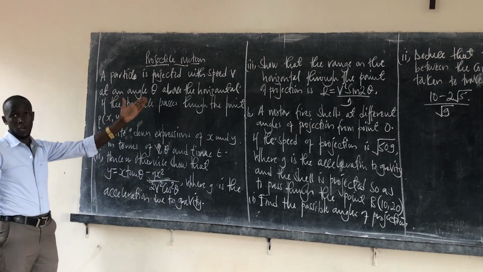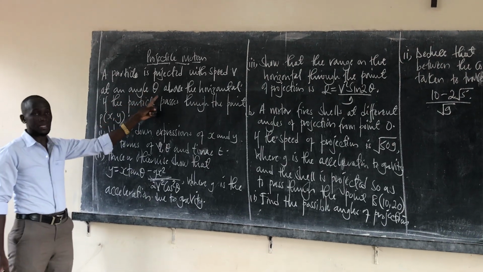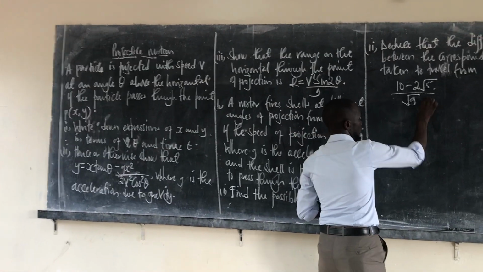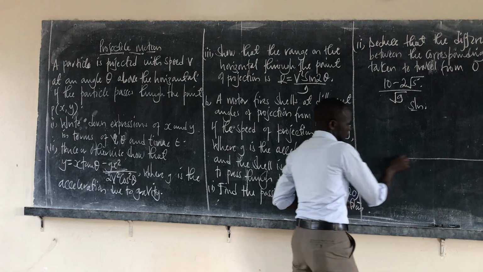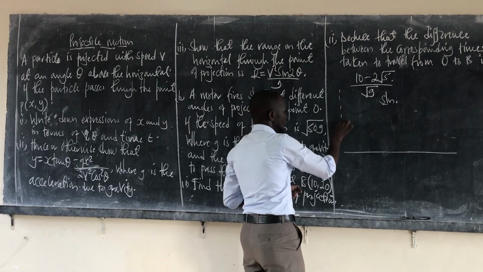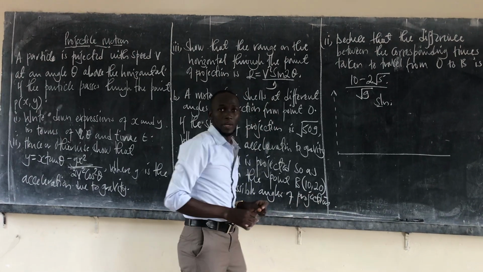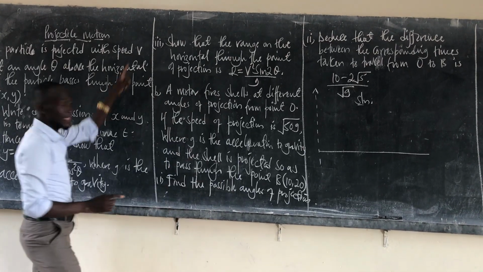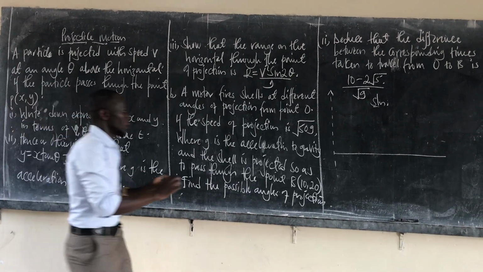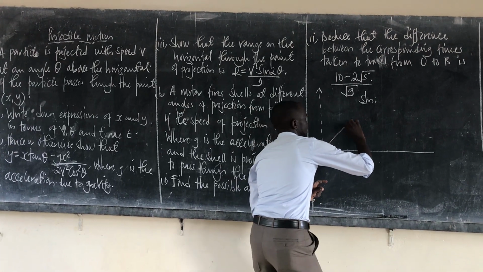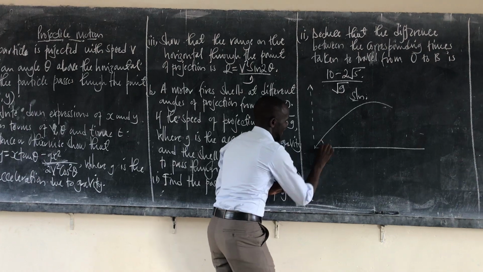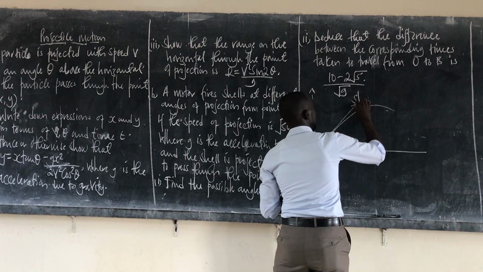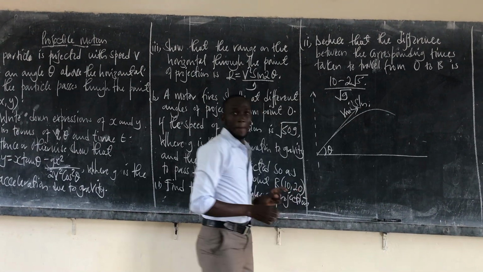Now, look at a question like this. A particle is projected with a speed v at an angle theta above the horizontal. When you read that, summarize it. In your solution, here we have the horizontal and we have a vertical motion. A particle is projected above the horizontal with speed v at an angle theta. That is the angle they are talking about, angle theta, with speed v meters per second.